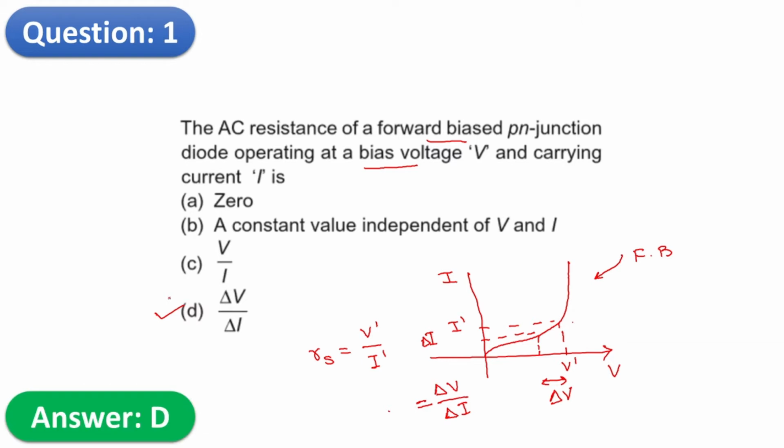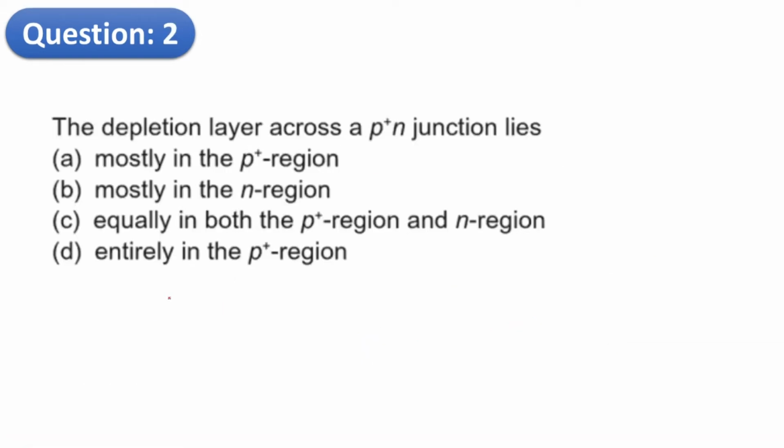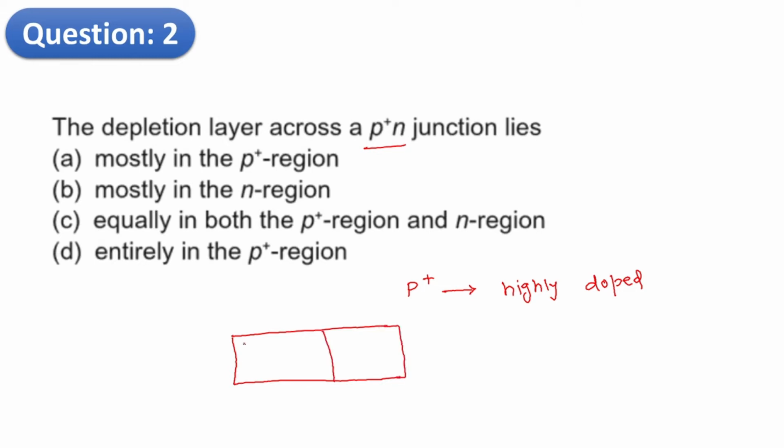Now question number 2: the depletion layer across a p positive n junction lies. P positive means highly doped semiconductor. When we talk about a PN junction diode, there is a p-type semiconductor and an n-type semiconductor, and this is the junction.